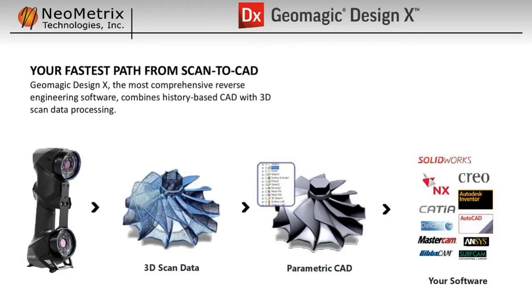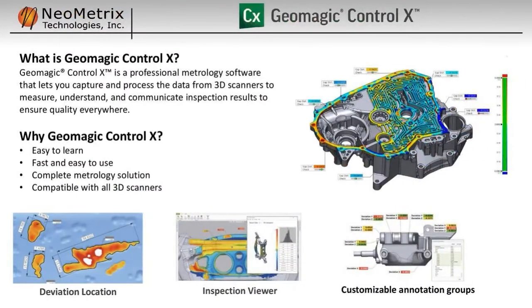All right, to cap off what the reverse engineering software is, this is our premier reverse engineering software. If you're familiar with reverse engineering, you're likely familiar with Design X. It's the fastest path from scan to CAD, the most comprehensive reverse engineering software, combining history-based CAD with 3D scan data processing. So not only can you edit scan data, you can generate a parametric CAD file from that scan data and get that parametric file in your native CAD program, such as SolidWorks. That's not the one we're looking at today. We're going to look at its sister product, Geomagic Control X, which is our premier inspection program.